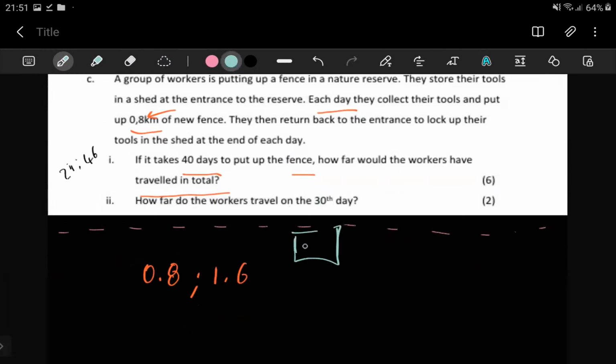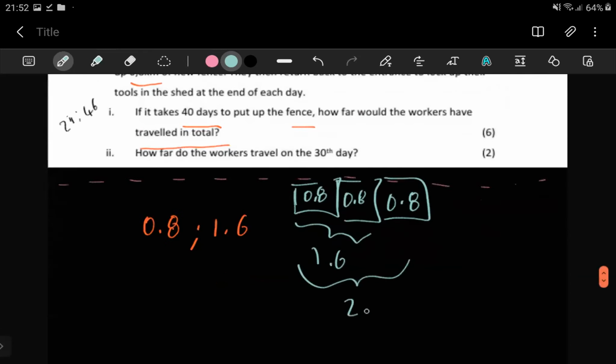So today you walked 0.8, right? Tomorrow you're gonna add another 0.8. It means that you walked 1.6. And then the next day you're gonna add a 0.8. It means that here you walked 2.4, going onwards. Do you see?